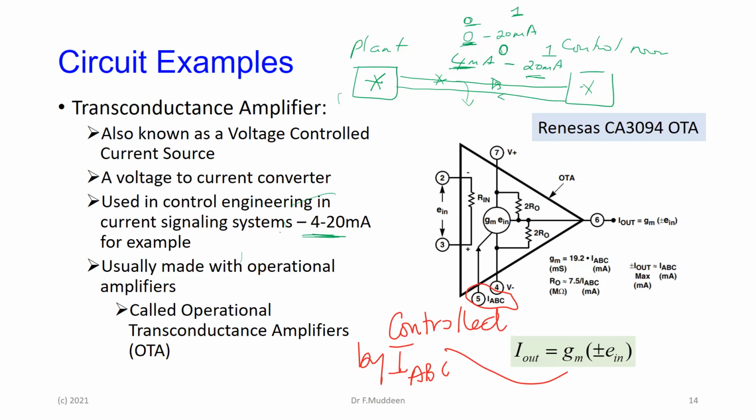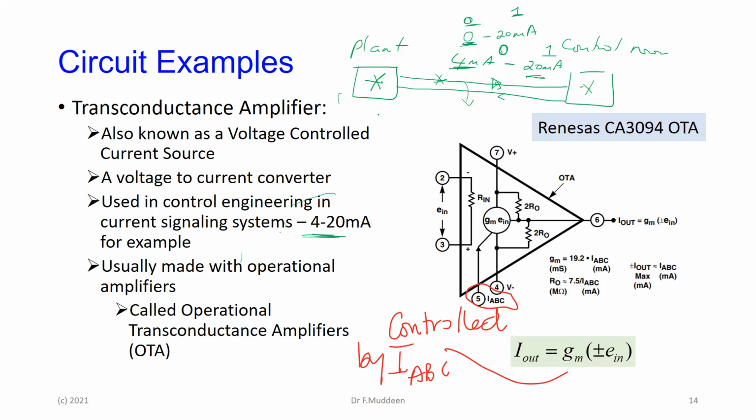So what will happen now is that in most plants and in most control situations, what you're sensing is voltage. But to send a current down the road to signal the voltage, you need a device that will convert voltage to current. And that's where the transconductance amplifier comes in. There are op-amps that are designed to do that. This particular device is called an operational transconductance amplifier. So it's an op-amp that is configured to work as a transconductance amplifier.